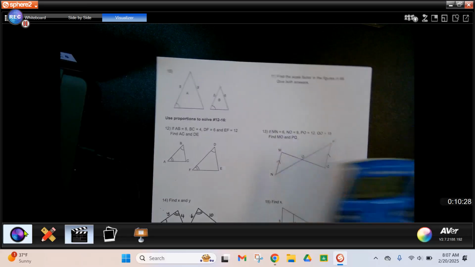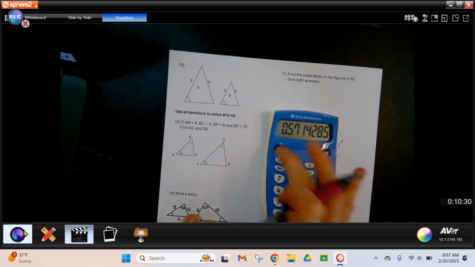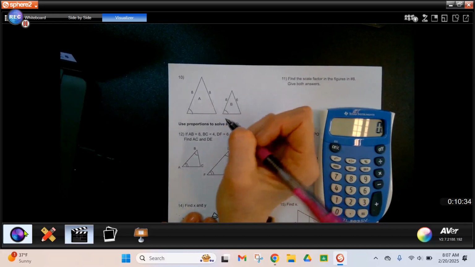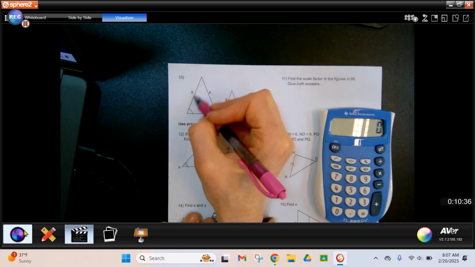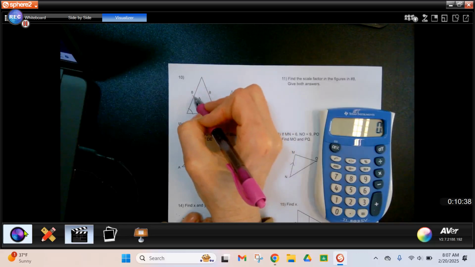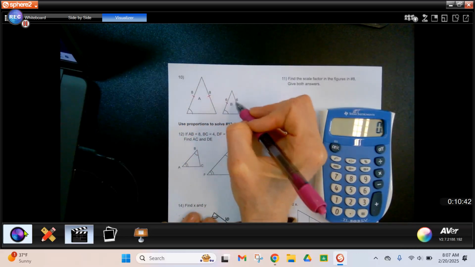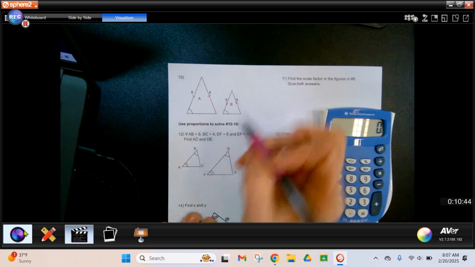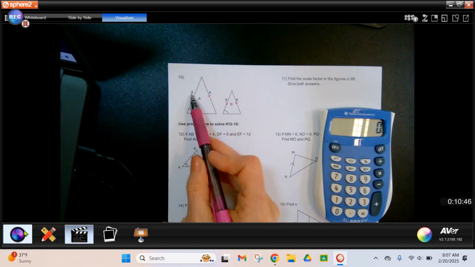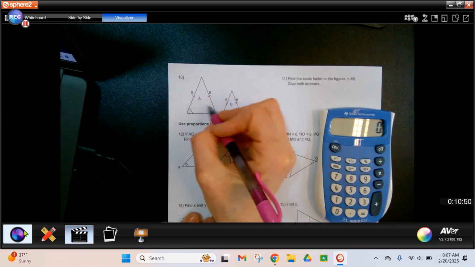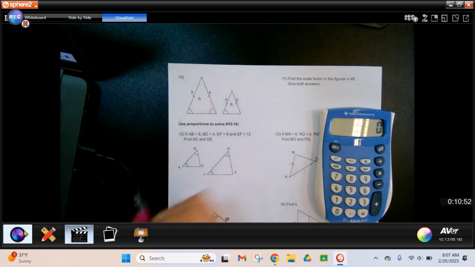Okay, number 10. Are these triangles similar? Well, let's notice a few things here. This side and this side are congruent, right? And notice the same thing happens here. This side and this side are congruent to each other. Well, if this side and this side are congruent, this is an isosceles triangle, so this angle is going to be congruent to that angle. Right? These are base angles of an isosceles triangle.